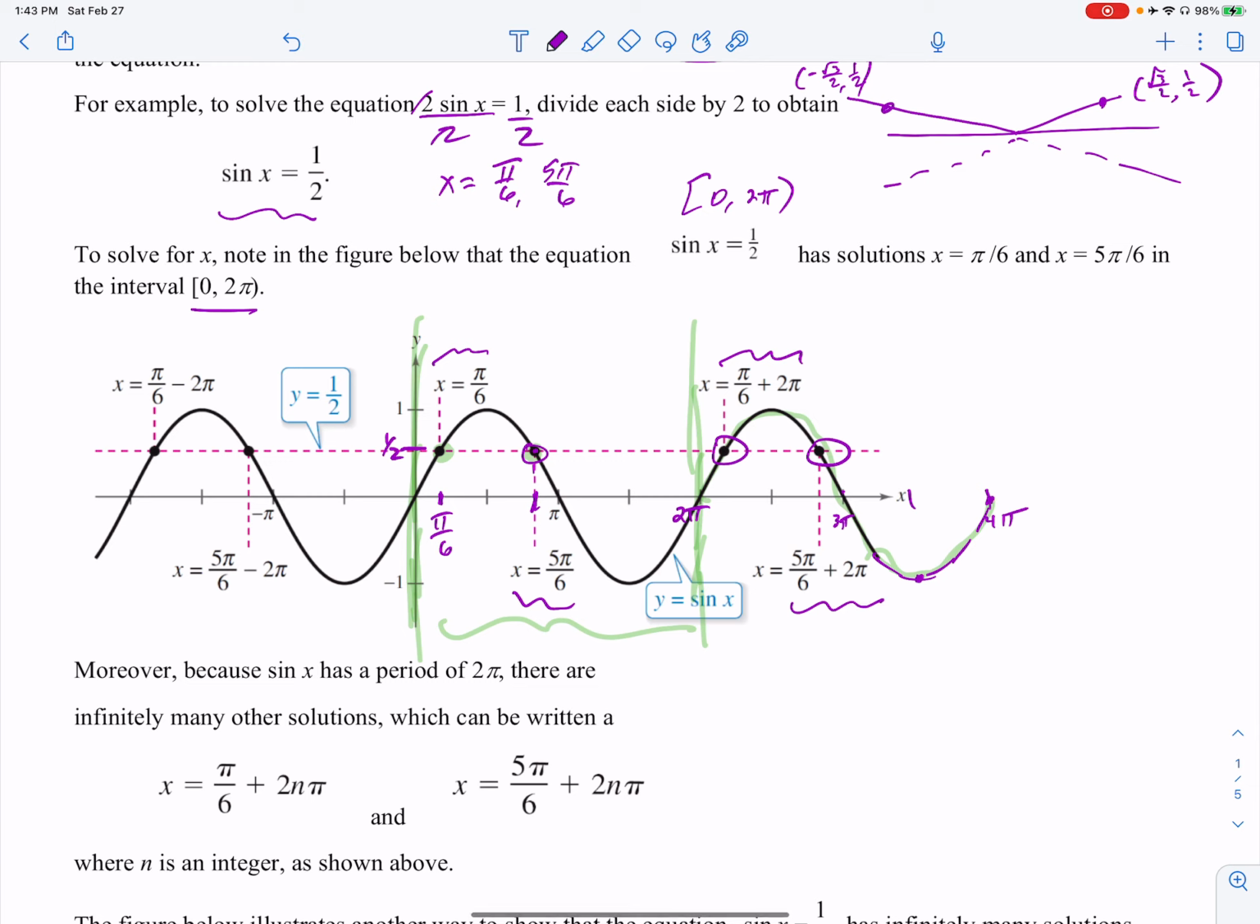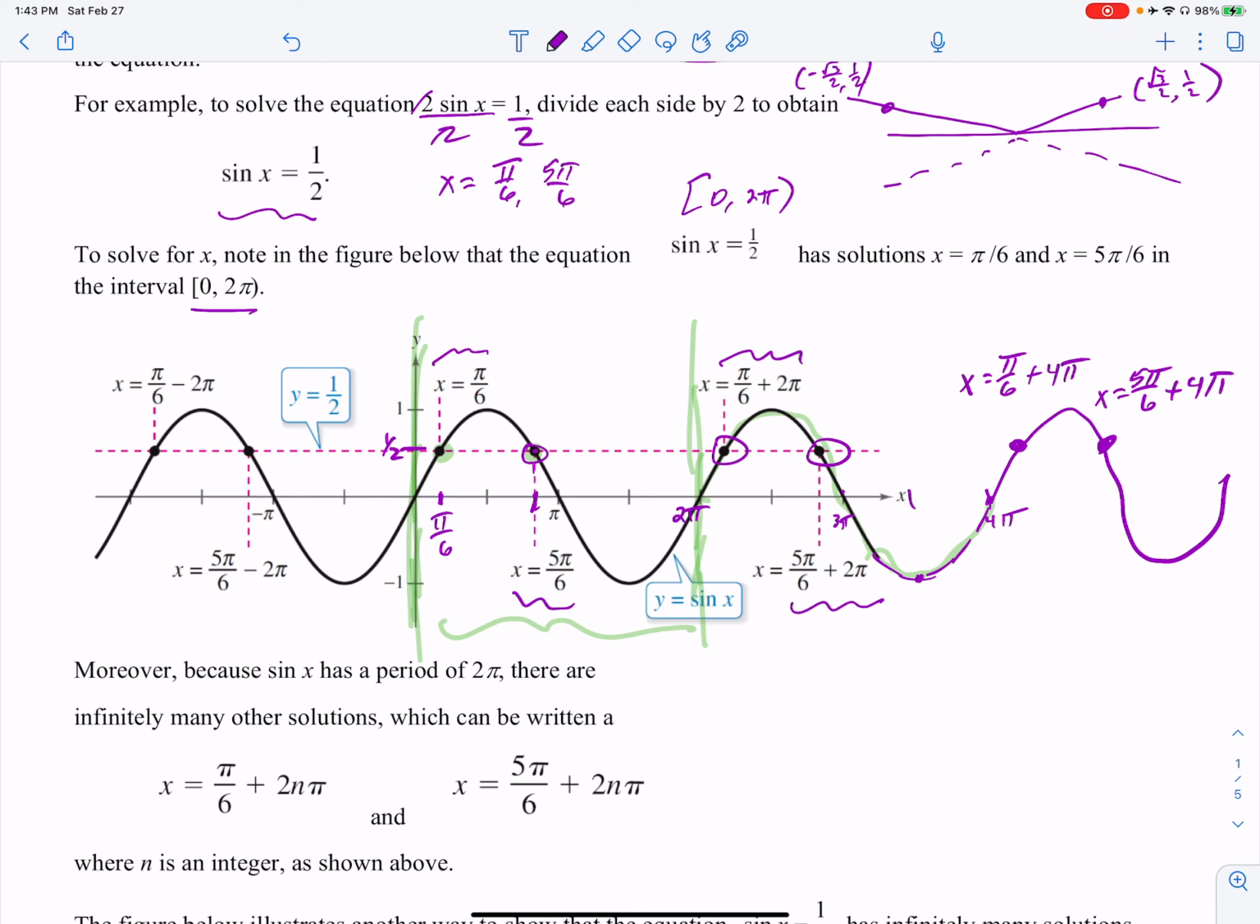And then we could do that again, and we have another place here, and this is going to be x equals pi/6 plus an additional rotation of 2 pi, so add 2 pi to 2 pi is 4 pi, and this one's going to be when x is 5 pi/6 plus 4 pi. And we can do that for 6 pi, 8 pi, 10 pi, 12 pi, etc., etc.